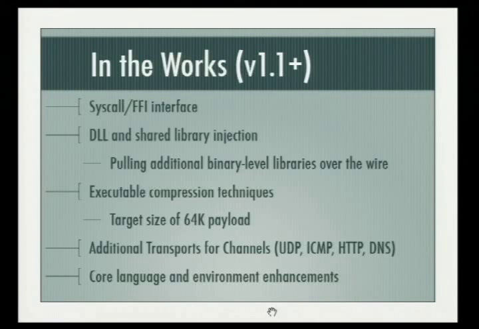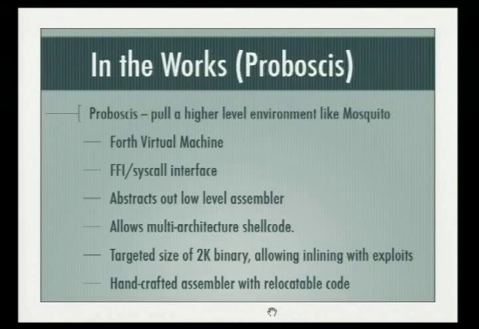Another thing we're looking at is additional transports: UDP, ICMP, and HTTP, DNS. And of course, there are always core language and environment enhancements. Another thing in the works is Proboscis, which is the feeder tube of a mosquito. Its only job is to pull a higher level environment like Mosquito. We're thinking about making it a Forth virtual machine with an FFI syscall interface, and it abstracts out the low-level assembler, and it allows multi-architecture shellcode, because Forth is very close to assembler. It's closer than C is, but it's still a pretty nice language to develop in. So we have a targeted binary size of 2K, allowing inlining with exploits. And we have handcrafted assembler with relocatable code, so you can use it with any exploit.